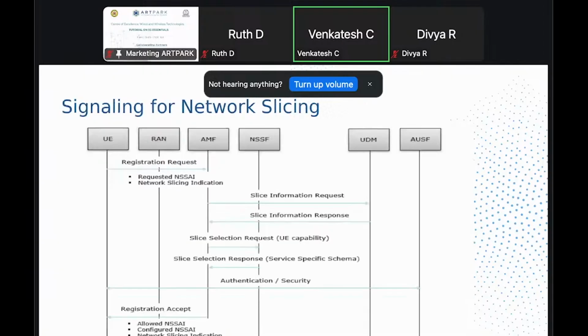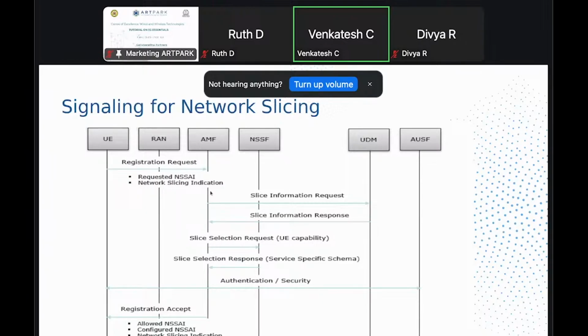In this slide, we will go through the signaling flow involved in 5G network slicing. First, step one is the registration request. The signaling starts with the UE sending a registration request to the network via the RAN. This request contains the requested NSSAI. NSSAI stands for network slice selection assistance information. This specifies the network slices the UE wants to access, and during the registration request it will share that network slicing indication as well.